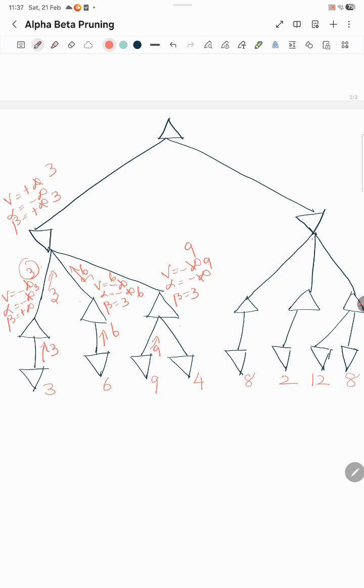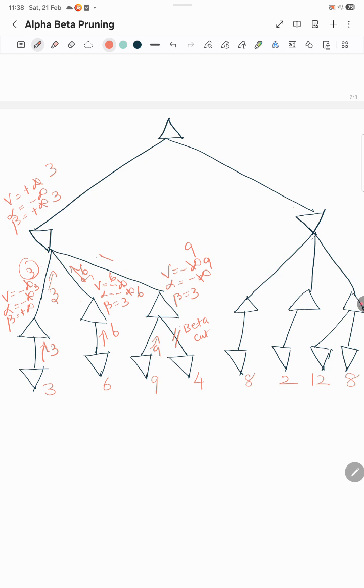If you see over here it is max node. Whether you have to explore this child or not means, no, it gets pruned. Why it gets pruned? For max node, if V is greater than or equal to beta, then it is beta cut. 9 is greater than beta, so this you will be pruning using the beta cut. Okay. So this is how beta cut happens over here.